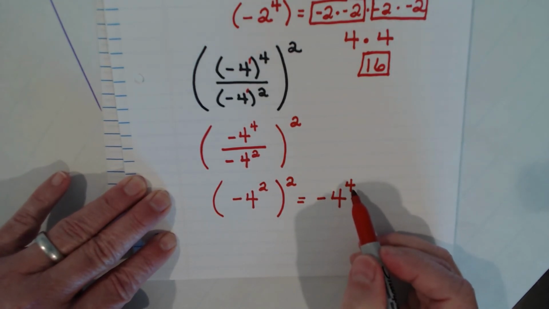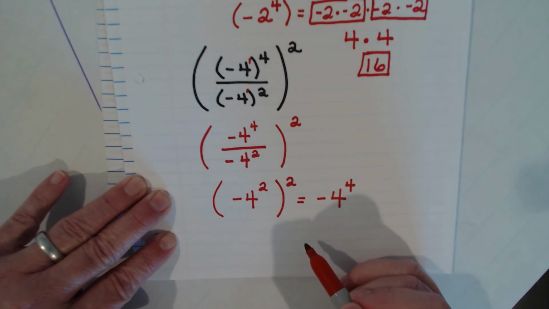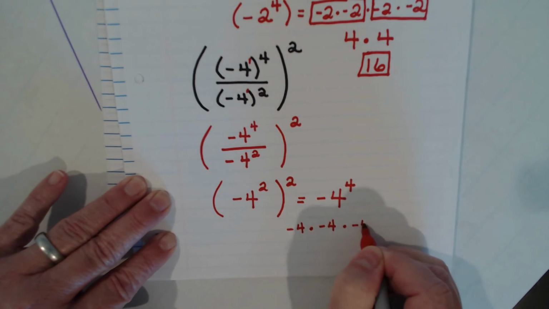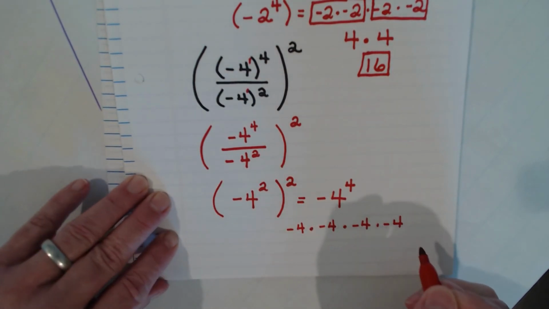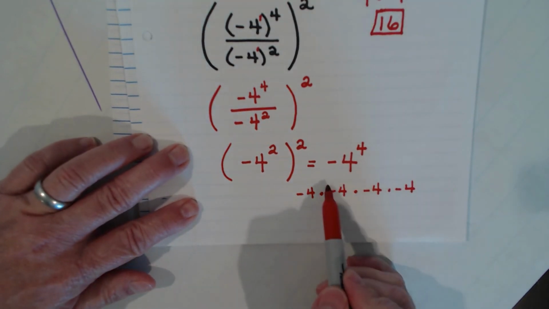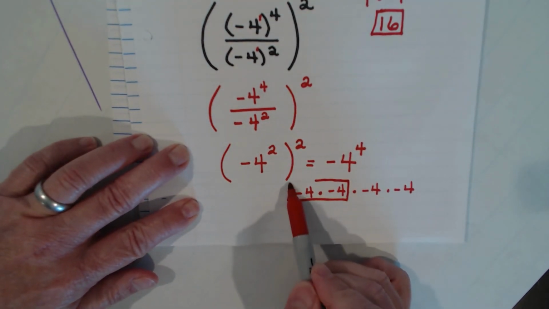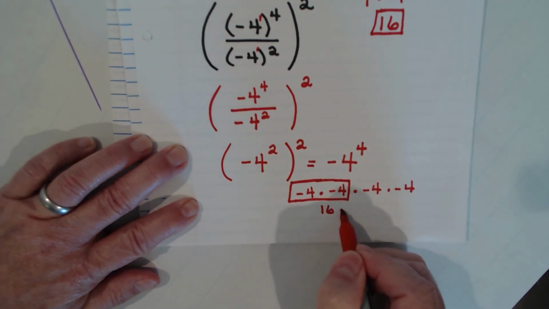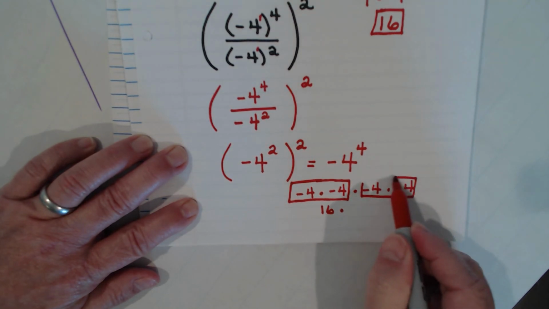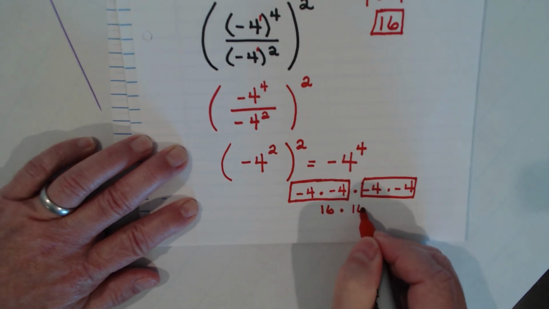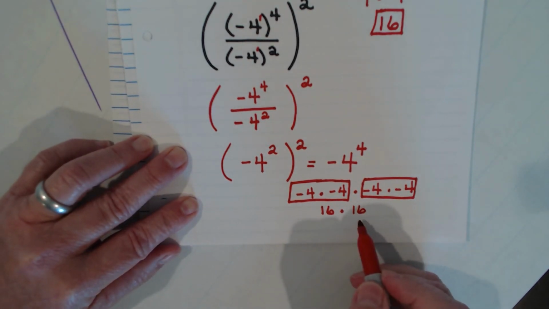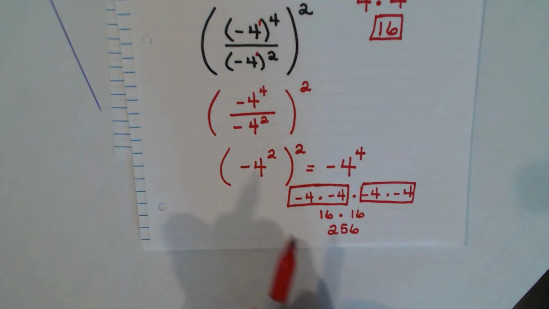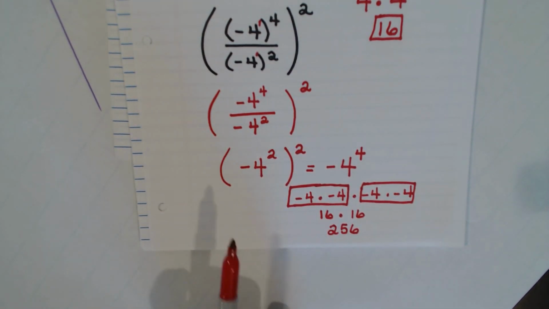Now I'm going to do exactly what the exponent tells me to. I'm going to take negative 4 and multiply it to itself 4 times. That's negative 4 times negative 4 times negative 4 times negative 4. And like the other one, I'm going to group them together. I should know what negative 4 times negative 4 is. Negative 4 times negative 4 is 16. Times negative 4 times negative 4, that's a positive 16 as well. And 16 times 16, 256.